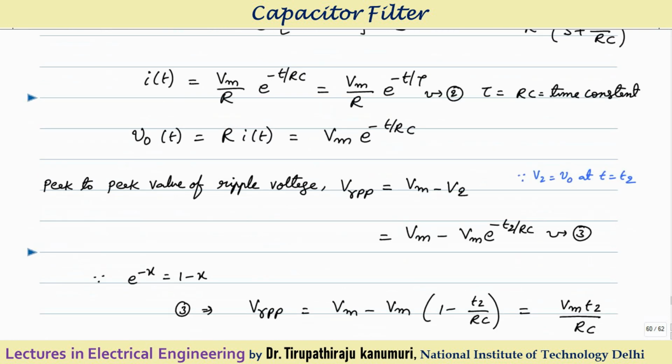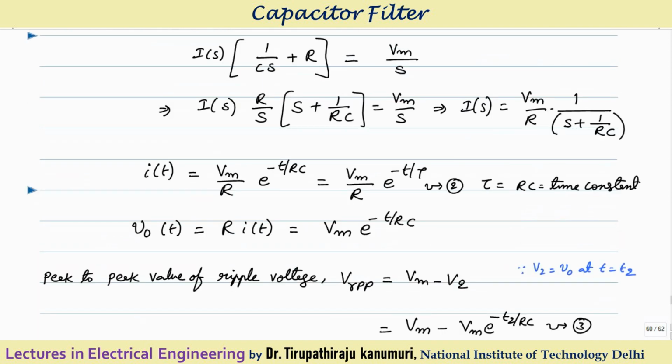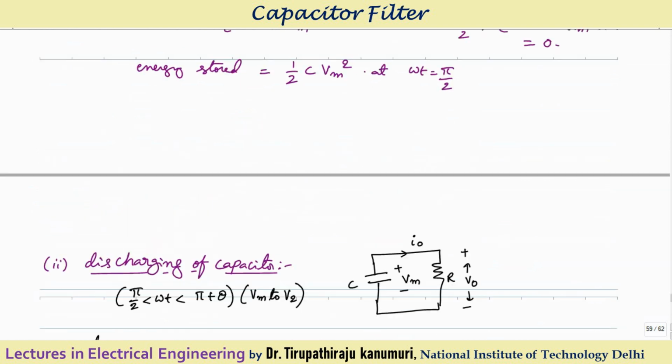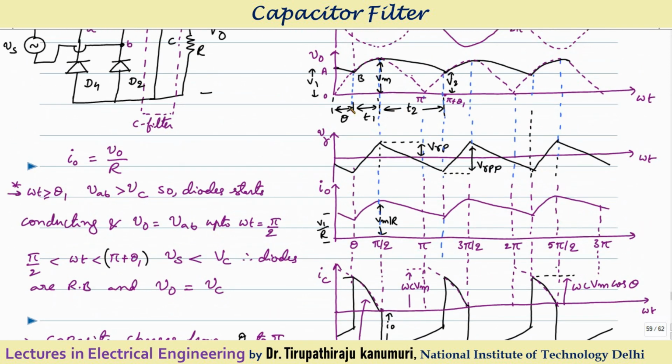Now coming to the peak value of the ripple voltage, that is V maximum minus V2. This V2 is nothing but the output voltage at t is equal to T2. How have I taken the time T2? Again, let us go back to this one. This is T2, I am taking the reference from pi by 2 because from pi by 2 onwards it is discharging. So from pi by 2, in time T2 it will reach the value V2.